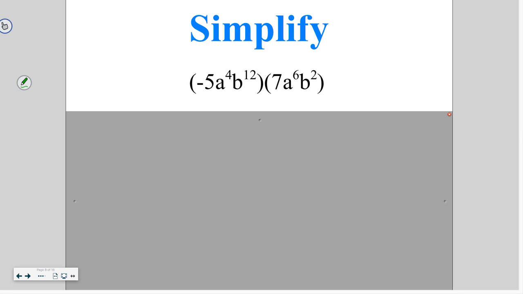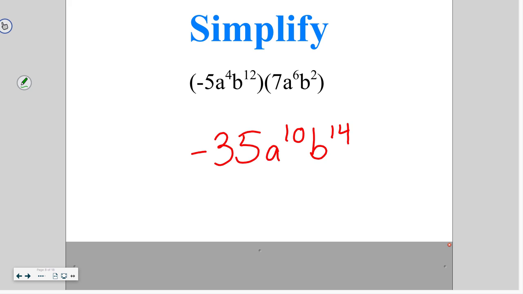Go ahead and try this one on your own. -5 times 7 is -35. 4 plus 6 gives us a to the 10th. And 12 plus 2 gives us b to the 14th. If you have questions about the product of powers rule, please let me know when you get to class.